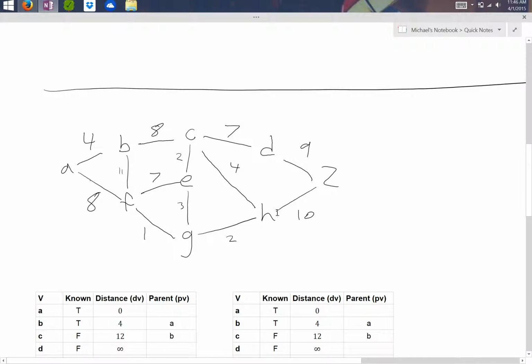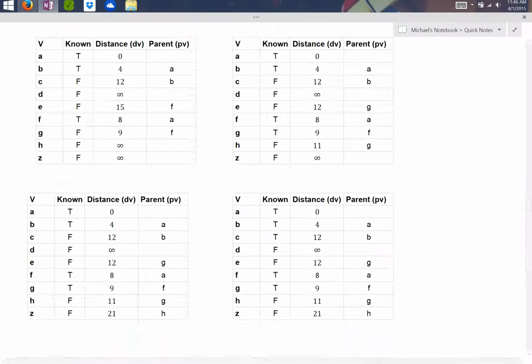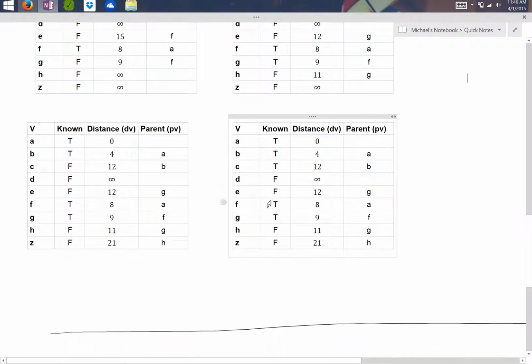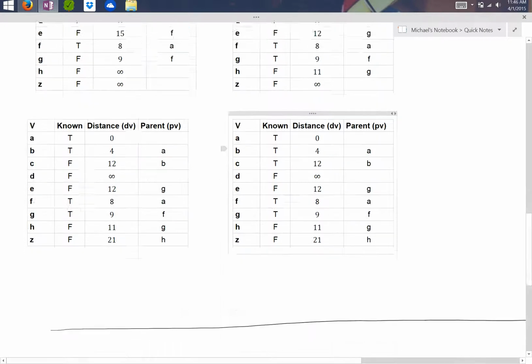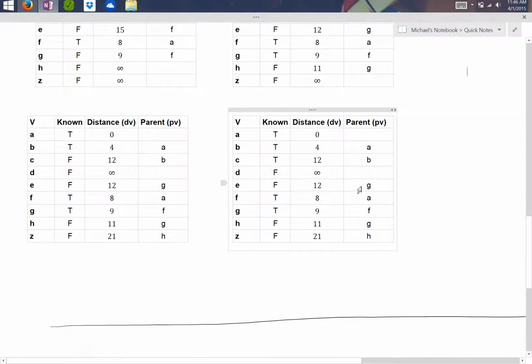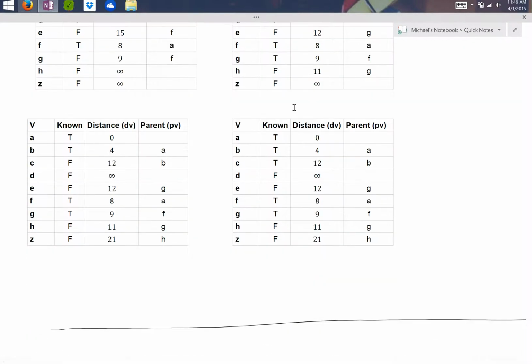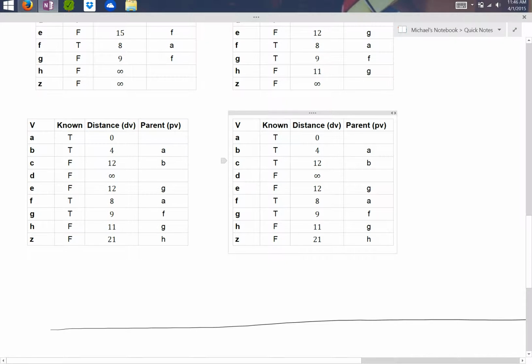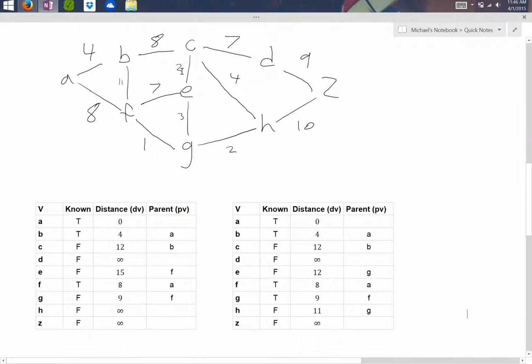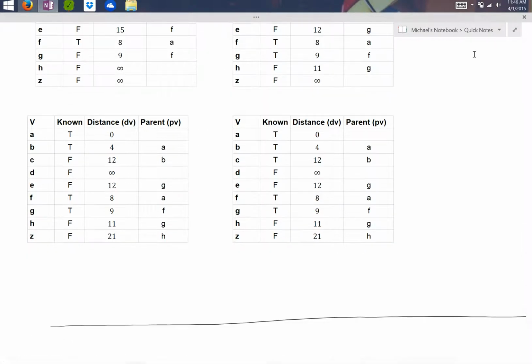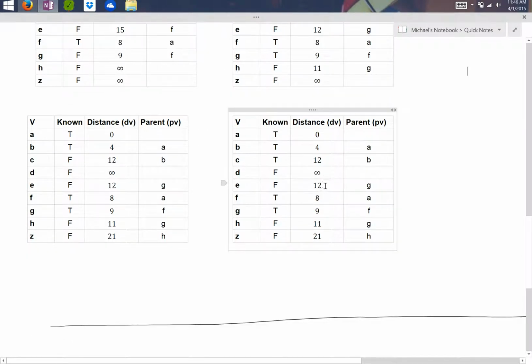Is E, H, or D also marked true? Let's look at it, and it turns out E is not, H is not, and what was the other one? D? D is not. Okay, so the other ones have values associated with them. So from C, we know C is 12, and 12 plus 2 will get us to E. So 14 at E. Is 14 less than whatever's here? No, it's not, so we don't update.